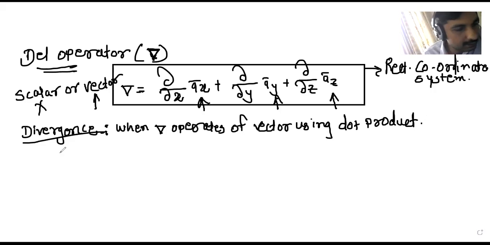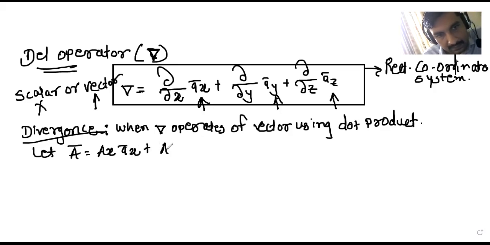So in short, let us have a sample vector a bar, right? So a bar will have x, y, z components: ax a bar x plus ay a bar y plus az a bar z, right? So this is the vector that we have, and I want to find the divergence of this vector.